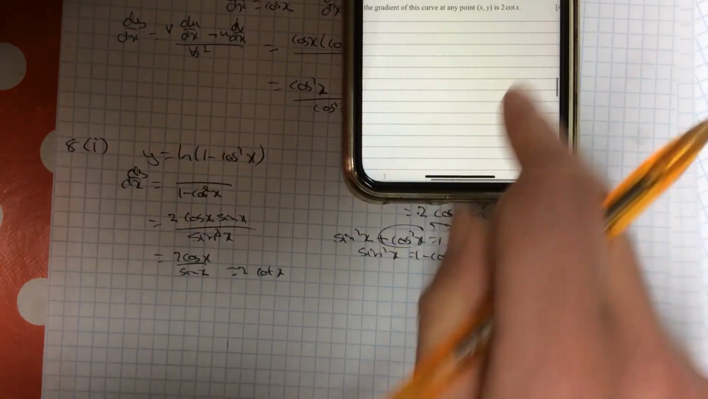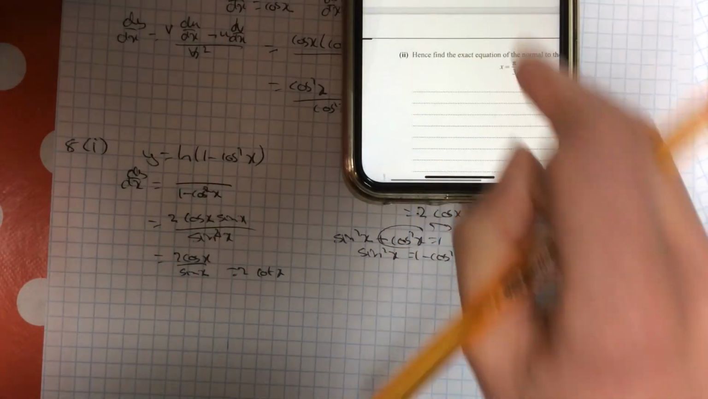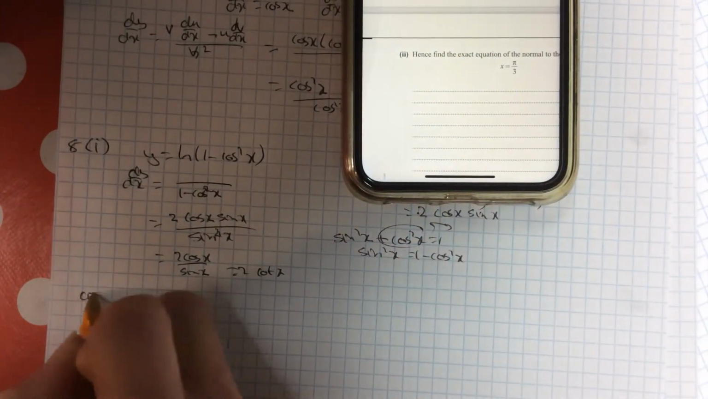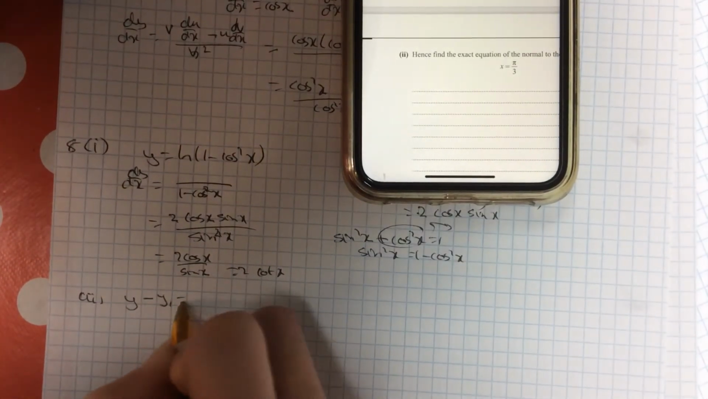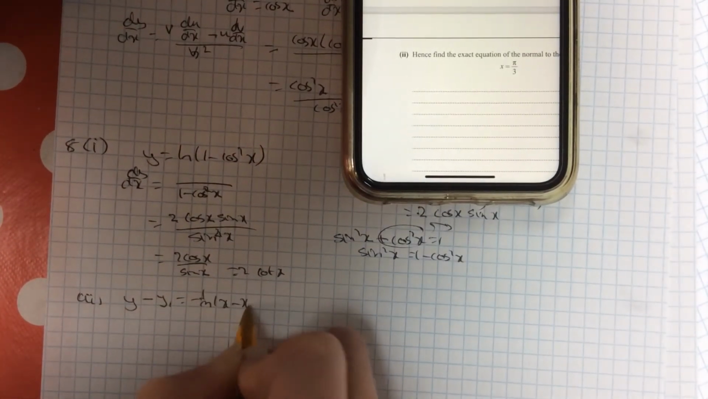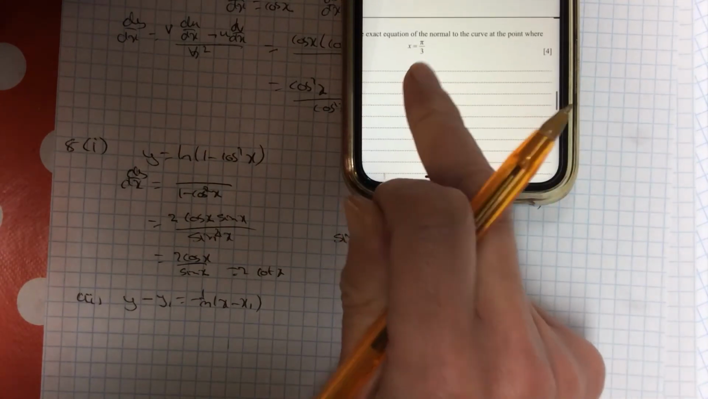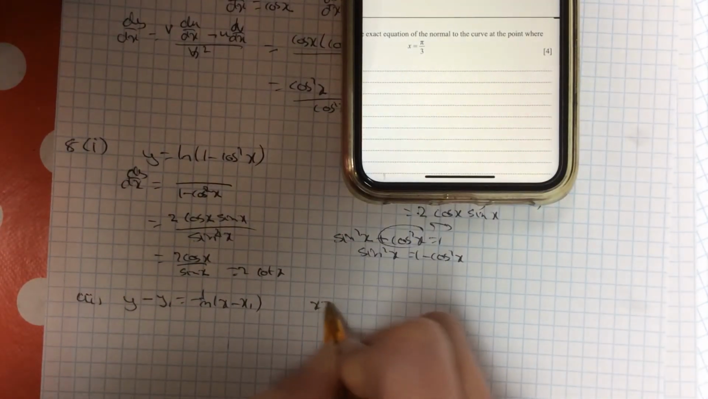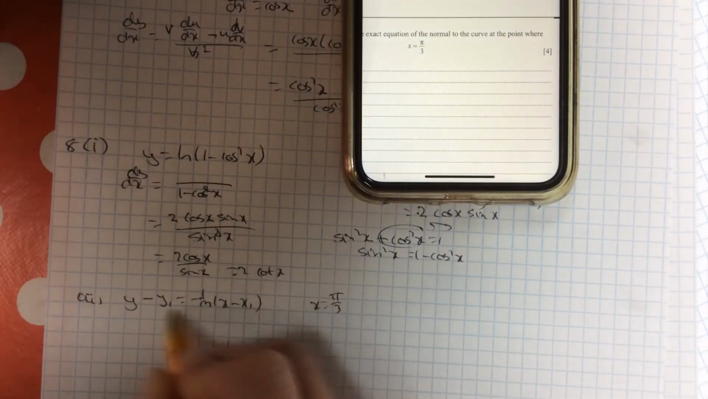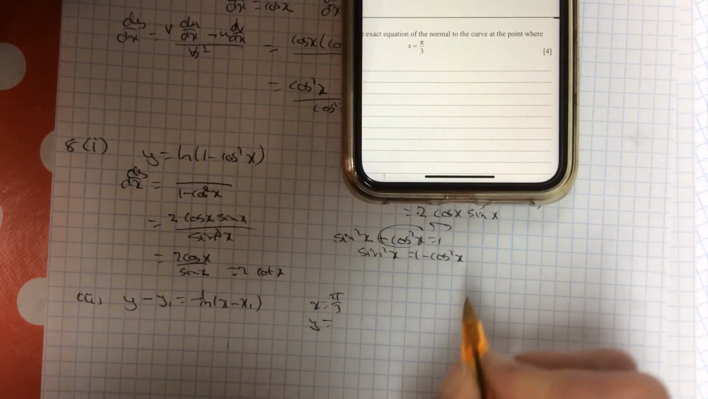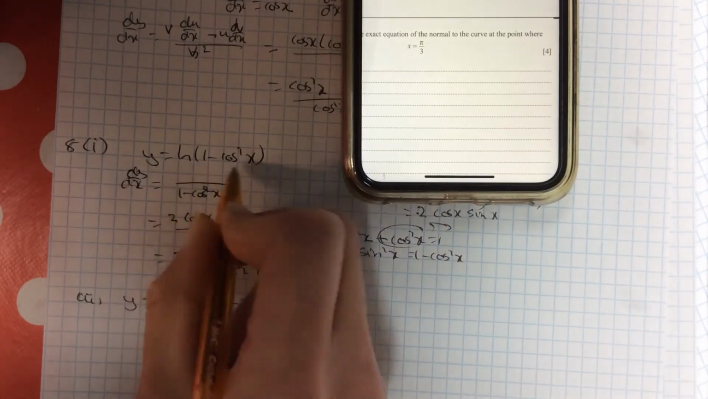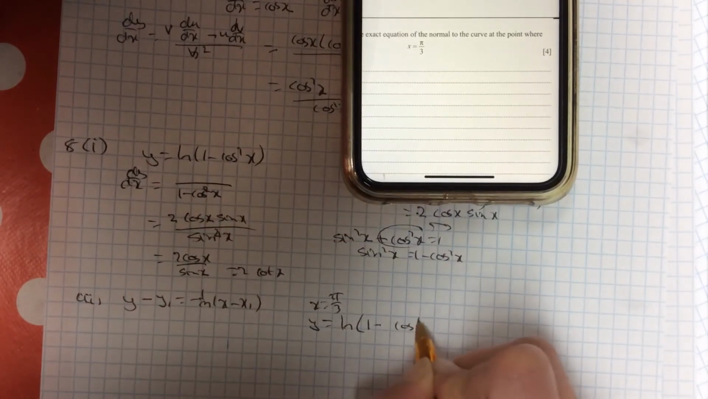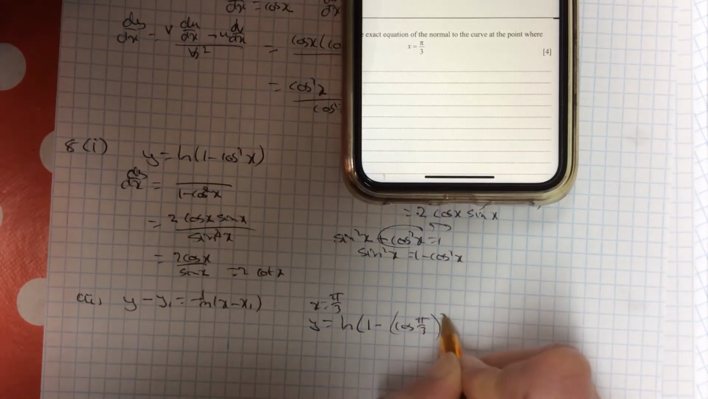And the final bit of this question is hence find the exact, which means you don't use your calculator, and it's wanting the equation of the normal. So I'm going to write out the formula. I'm told that x equals pi over 3. I'm not told what the y coordinate is, so I'm going to substitute this x, pi over 3, into my y equation up there. So 1 minus cos pi over 3 squared.